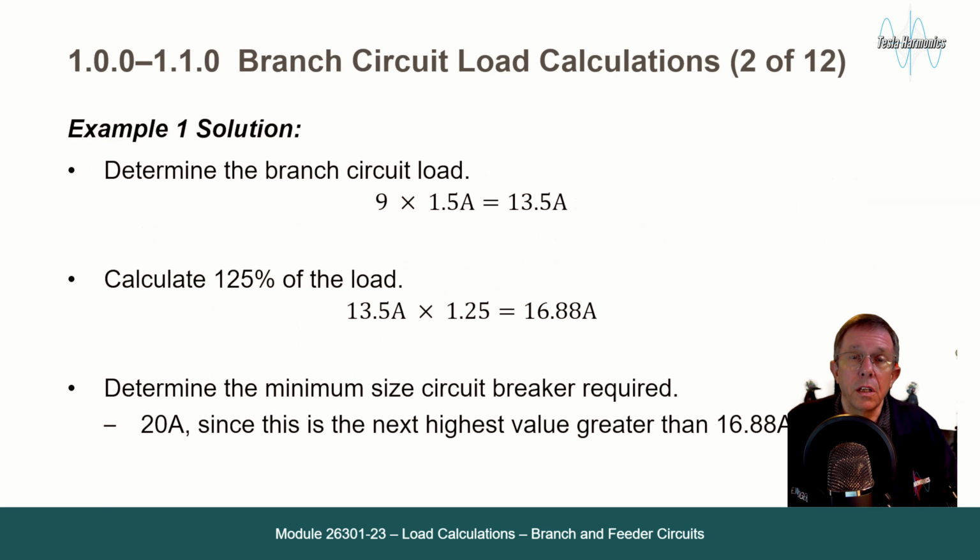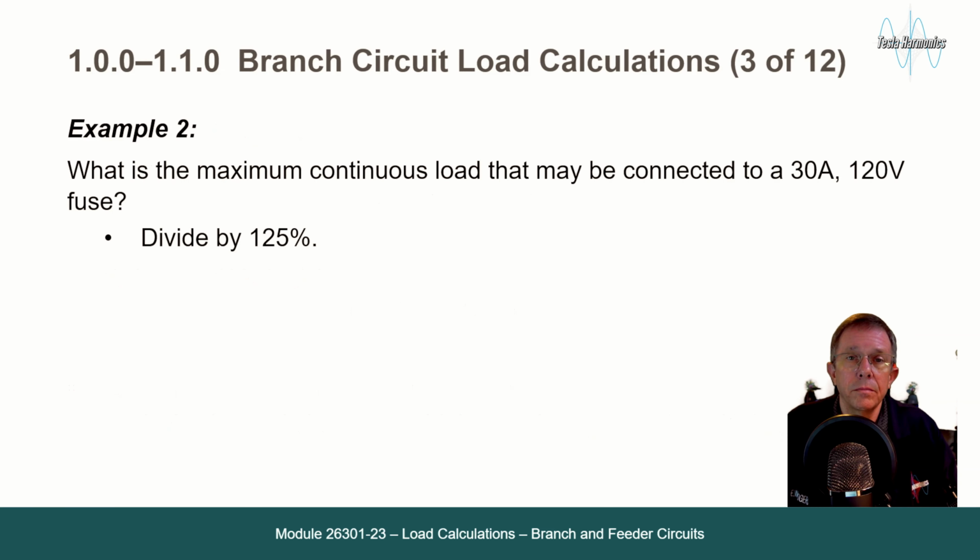Determine the branch circuit load. 9 times 1.5 amps equals 13.5 amps. Calculate 125% of the load. 13.5 amps times 1.25 equals 16.88 amps. Determine the minimum size circuit breaker required. It would be a 20 amp, since that is the next highest value greater than 16.88.